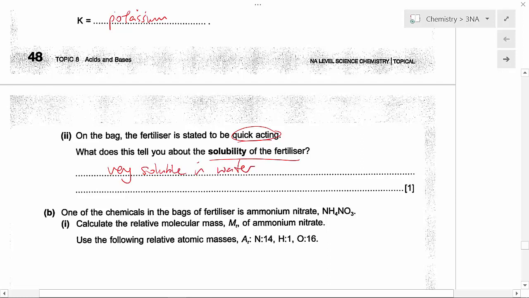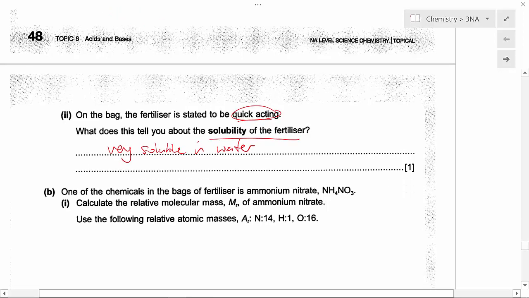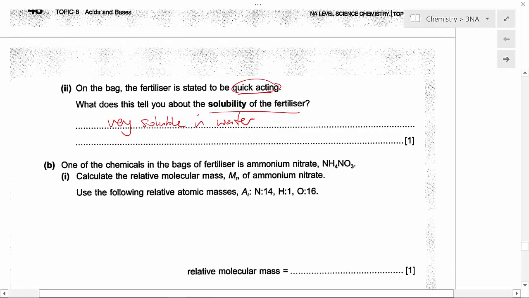Okay, very soluble in water, because water is added to the soil, so the plant can actually absorb the water through the roots together with the nutrients.